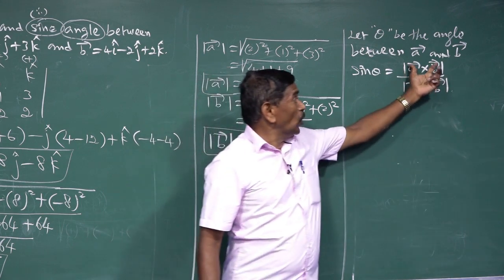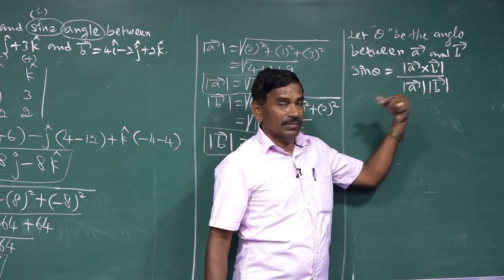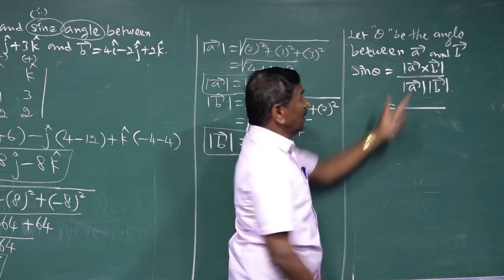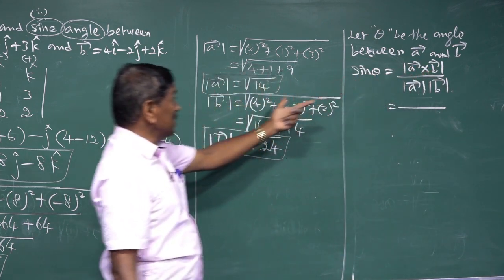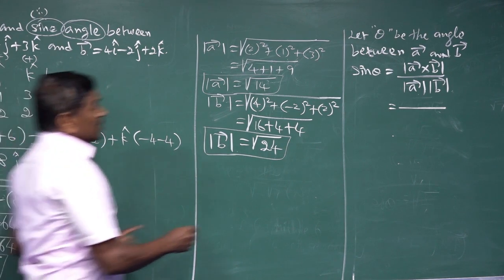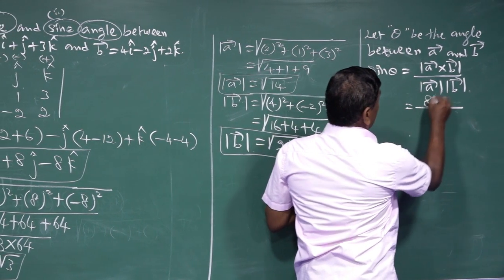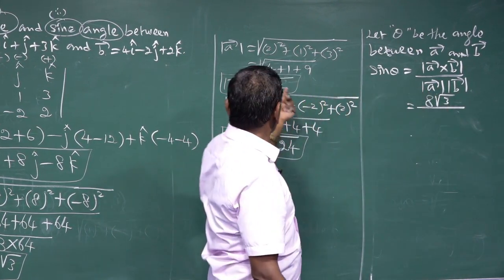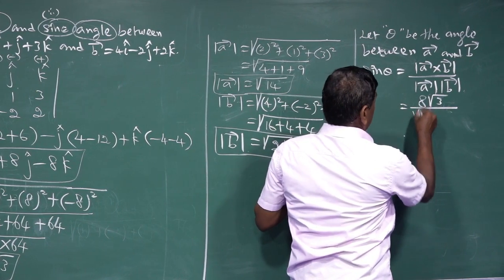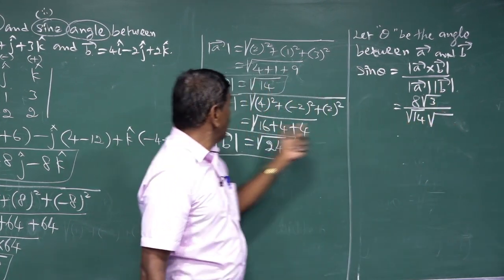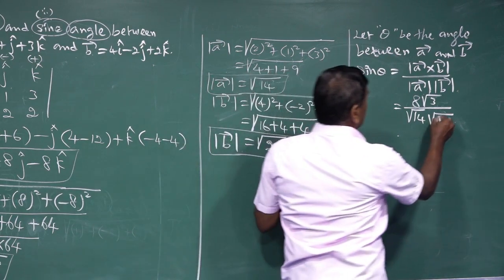Total modulus by separate modulus. Now, which is equal to, long division. What is the numerator? Modulus A cross B. Where is modulus A cross B? Modulus A cross B is equal to 8 root 3. So modulus A cross B is equal to 8 into root 3 divided by modulus A vector, which is root 14, into modulus B vector, which is root 24.